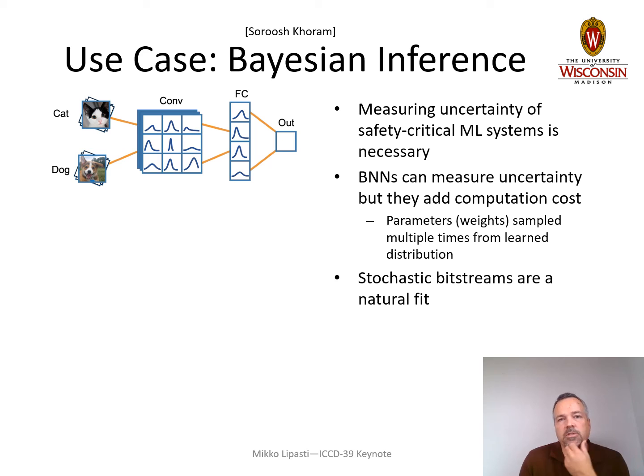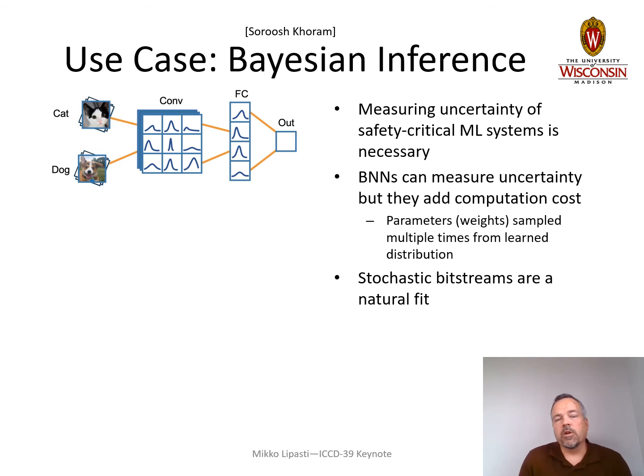So my PhD student, Suresh Koram, has been working on Bayesian neural networks or Bayesian inference. Now, the basic idea with Bayesian neural networks is that you want to be able to measure the uncertainty of the results that come out of your neural network. So if you have a classifier that tells you you're looking at a cat, you'd like to know, well, are you 90% certain that it's a cat or 60% certain? Because in many contexts, that's actually a very useful piece of information to have.